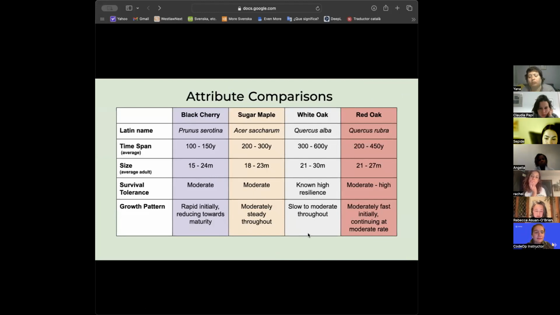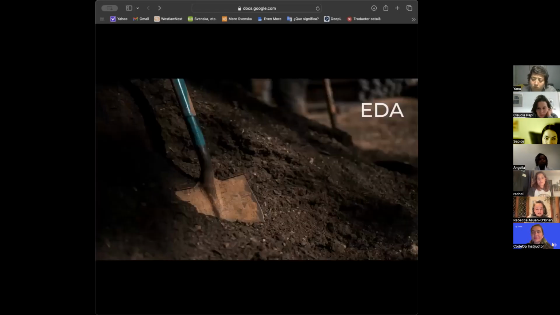There were some commonalities among these 4 species of trees. They're all found in North America. They're all deciduous hardwood species, and they have an ecological importance because they help provide habitats for wildlife. They contribute to biodiversity, and they also have a commercial importance because they're used frequently for timber. So different uses of timber, furniture and things like that. So next, we're going to talk about our exploratory data analysis.